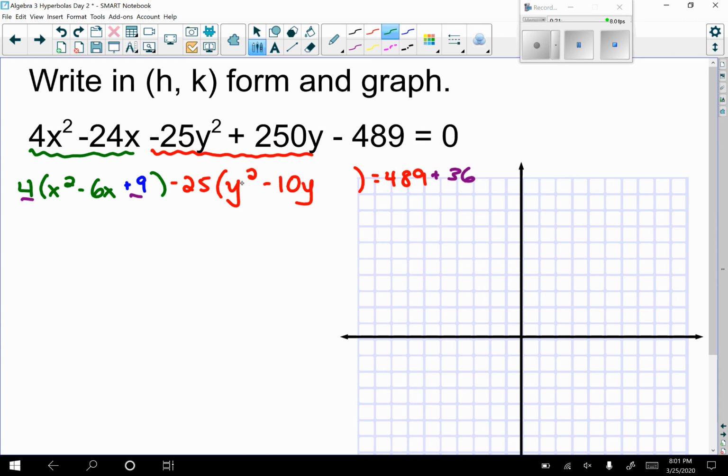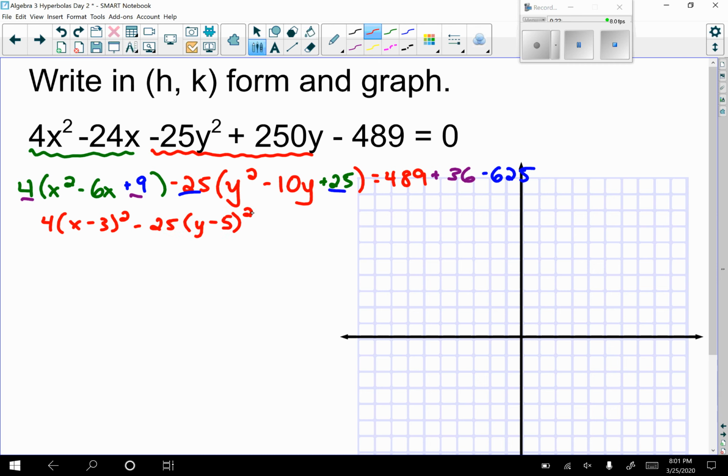All right, inside the next set of parentheses, half of 10 is 5. 5 squared is 25. But I didn't just add a 25, I added a 25 times negative 25, and that's actually a negative 625. So then I'm going to add a negative, or just subtract, a 625. So now when I go back, I'm going to have 4 times the quantity x minus 3 squared minus 25 times the quantity y minus 5 squared.